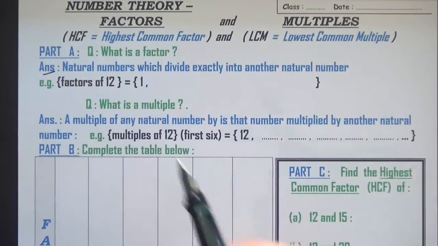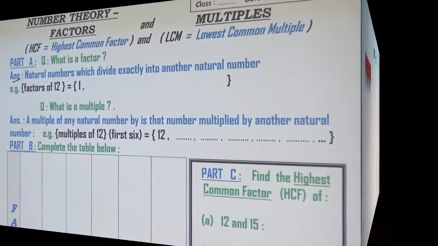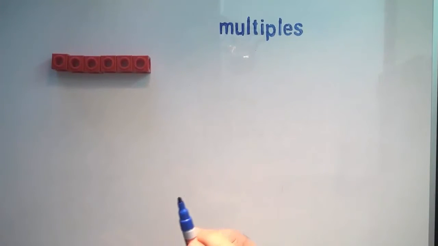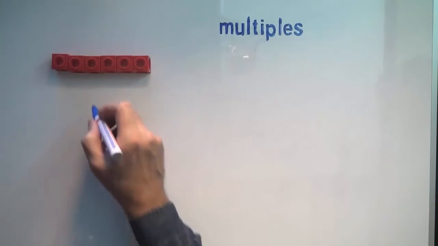What is a multiple? Well, if you multiply any natural number by another natural number, they are its multiples. And I'll explain that on the whiteboard. I said that a multiple of any number is that number times any natural number. So here we have 6.